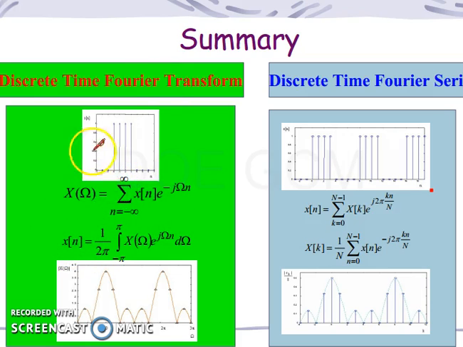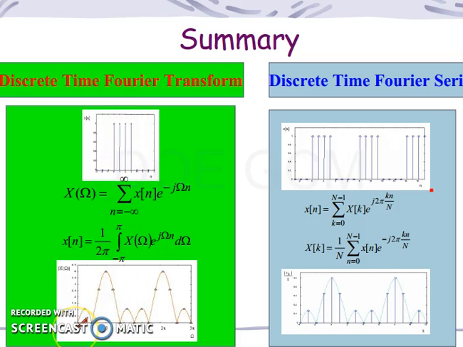And for the synthesis in the time domain, we use x of n equal to 1 by 2 pi times the integral from minus pi to pi of X of omega times e raised to j omega n. So these are the two equations. Why do we use integration? Because it is continuous. Here we obtained a frequency spectrum, which is the frequency spectrum for an aperiodic discrete signal.